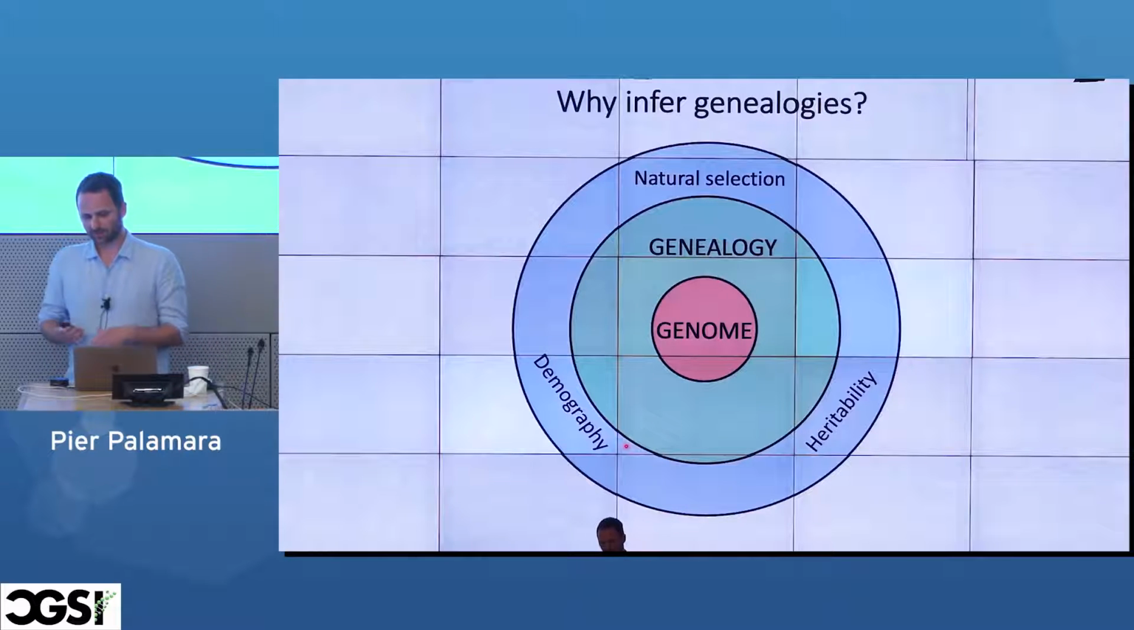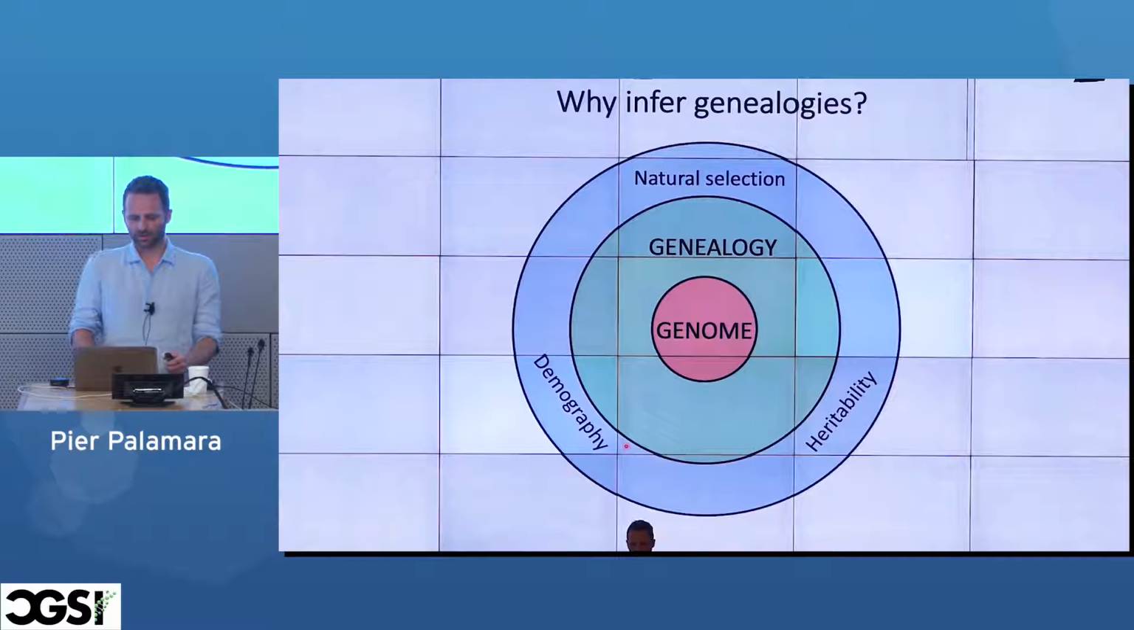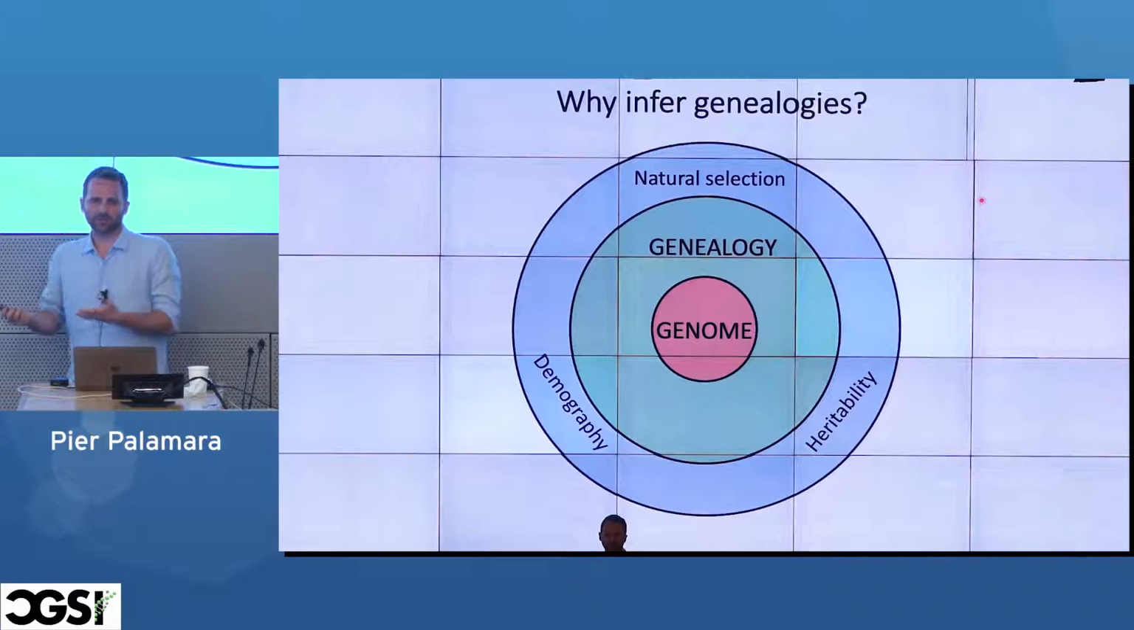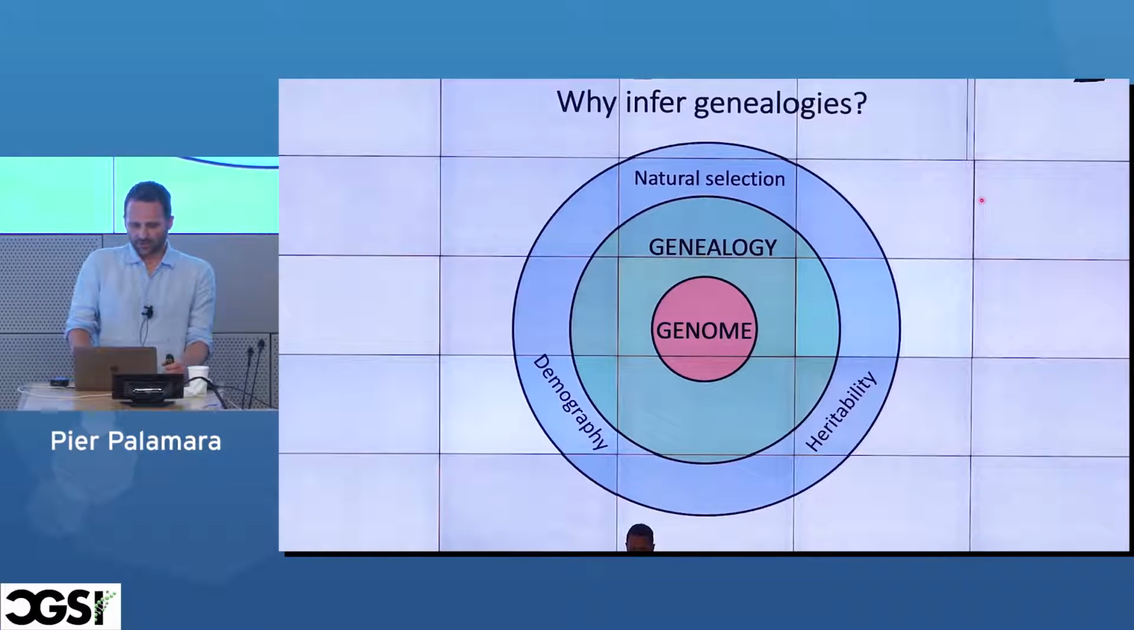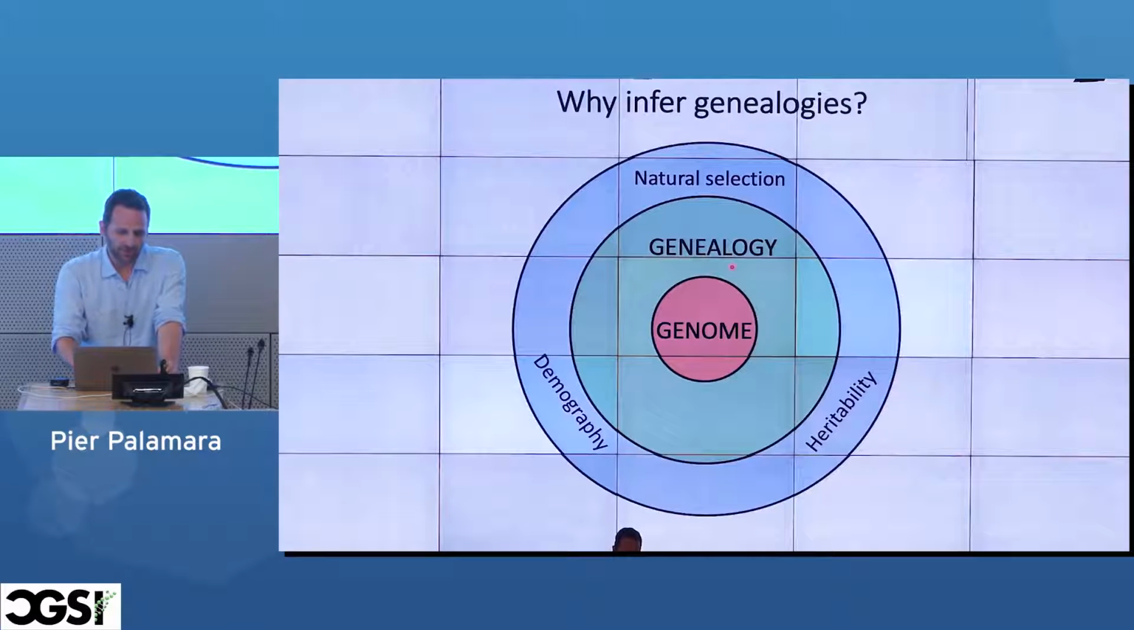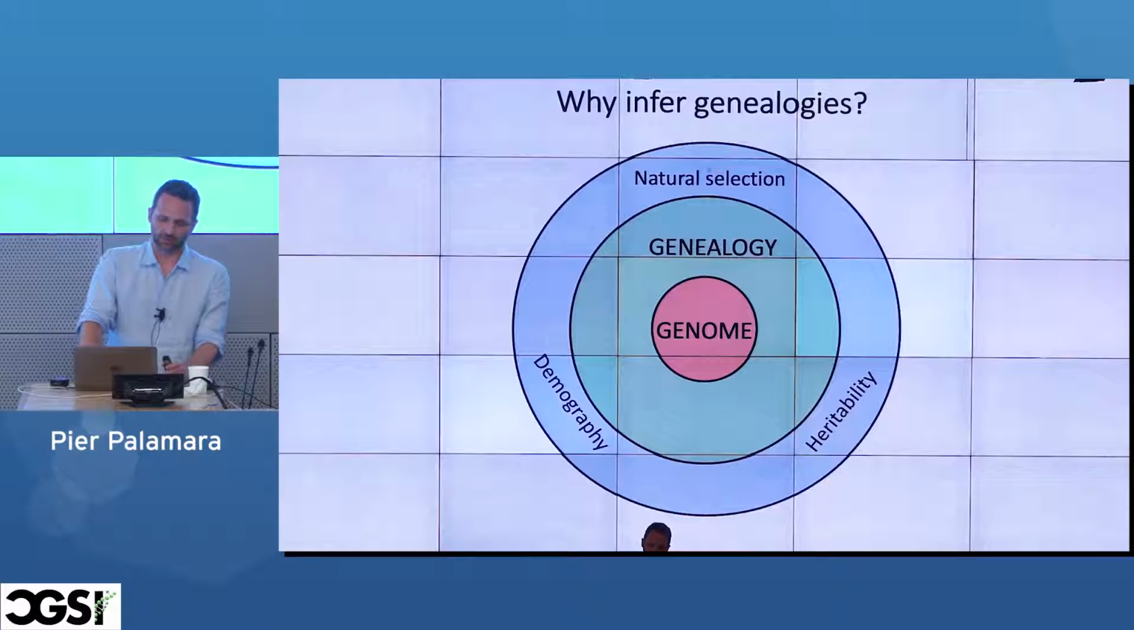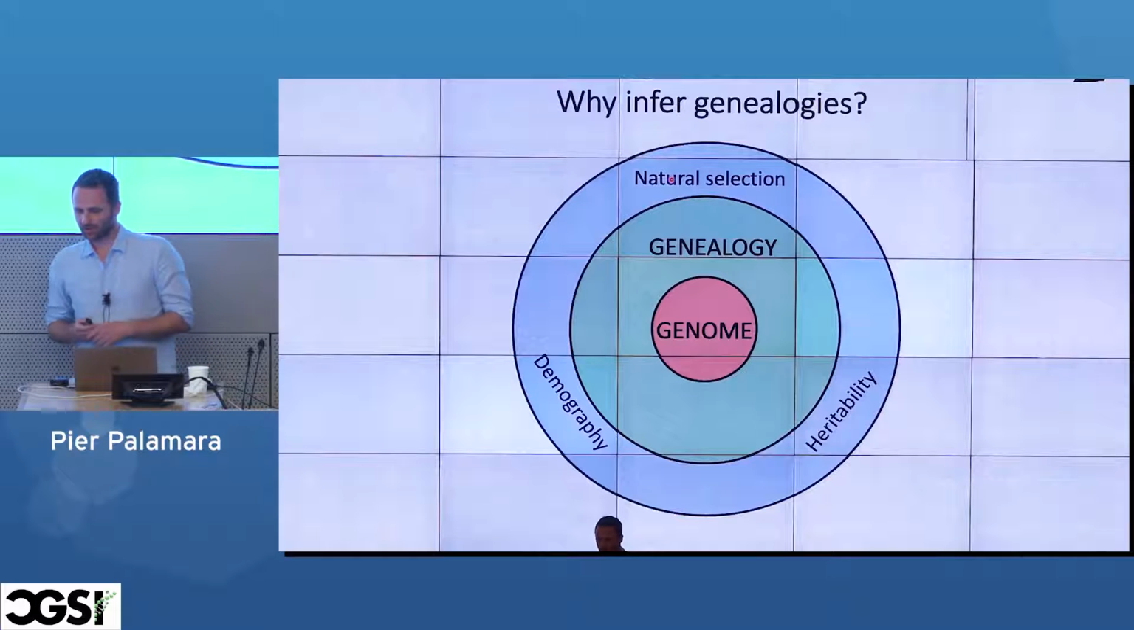And the ARG itself is shaped by things like natural selection, or the demographic history of the population, or, through selection, things like heritability and complex traits and so on, which are the things that we normally want to study. If you start from the genome, usually what you do is get some kind of summary statistic like haplotype frequencies or allele frequencies. You marginalize out the genealogy and try to get information about these things. So if you manage to get the genealogy, you're quite close to the source of what you're trying to study. That's essentially the reason we're trying to do this.